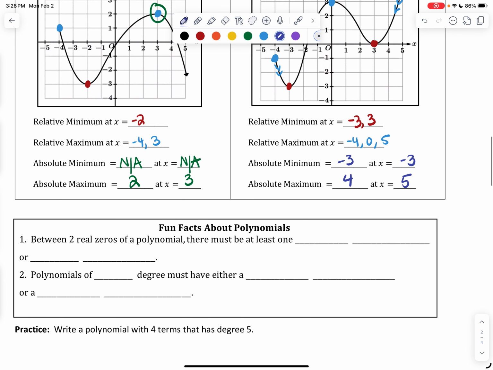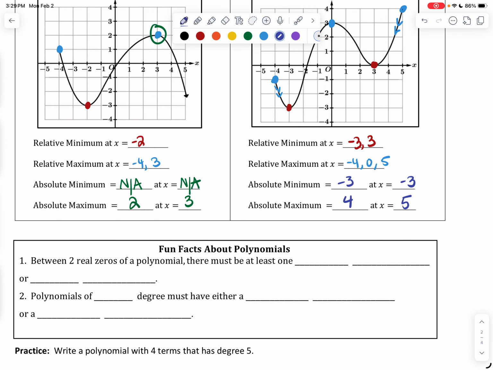So some fun facts about polynomials. When you consider the entire domain between two real zeros of a polynomial, there must be at least one relative minimum or relative maximum. There must be an extreme value between x-intercepts.